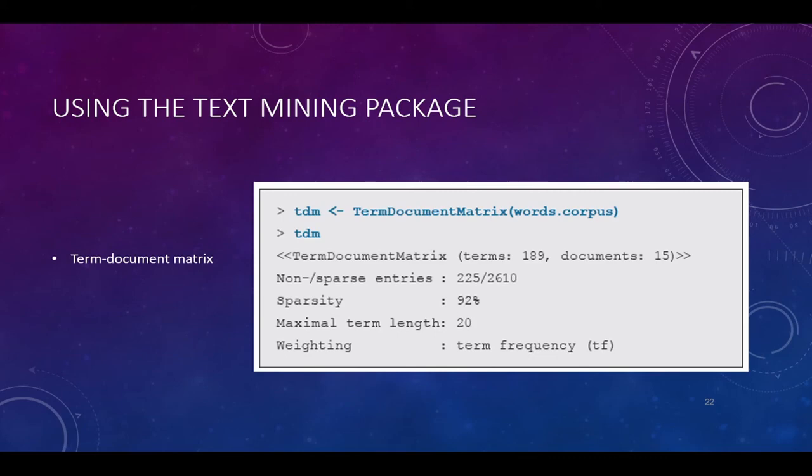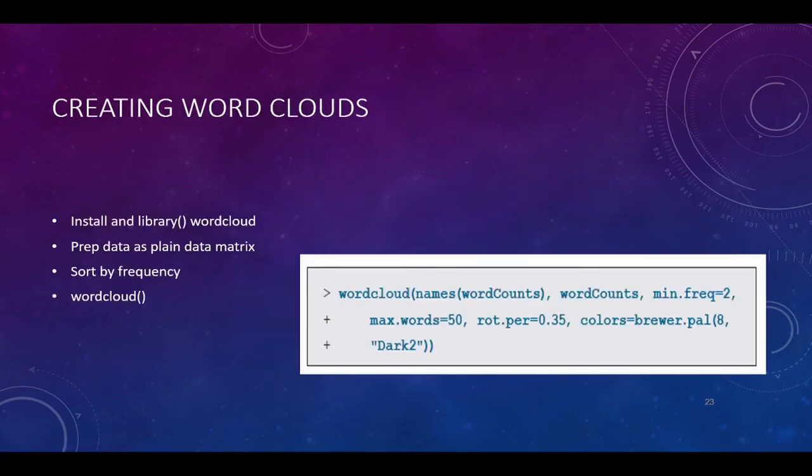There is a function that you can use called inspect to inspect the term document matrix and see what it actually contains. If you just output it, it's going to give you the maximum term length, the term frequency, what it was weighted on, and non-sparse and sparse entries. So it's going to give you that overview, kind of like a summary of what is in there. But you can use inspect in order to see what's in it.